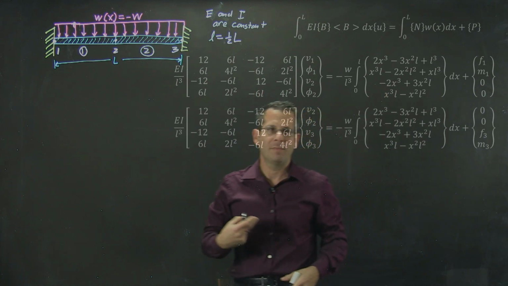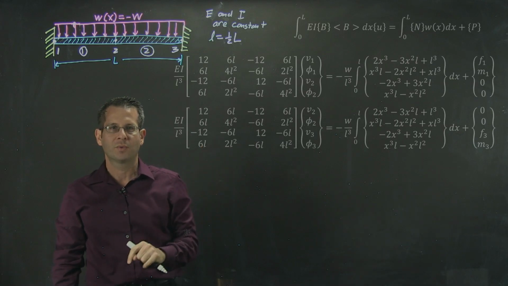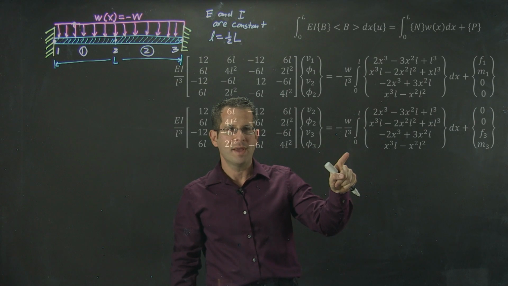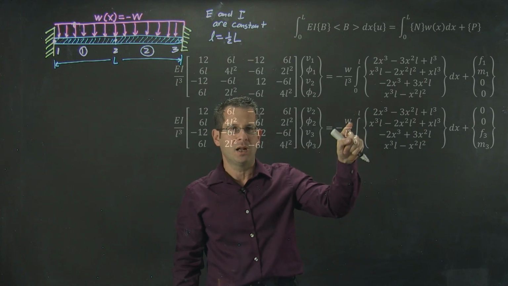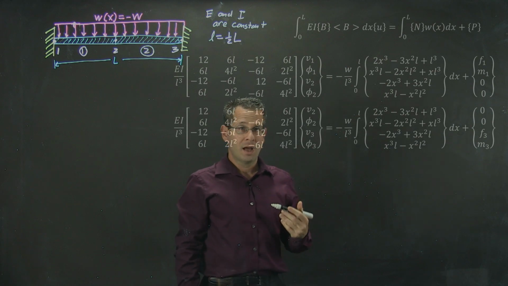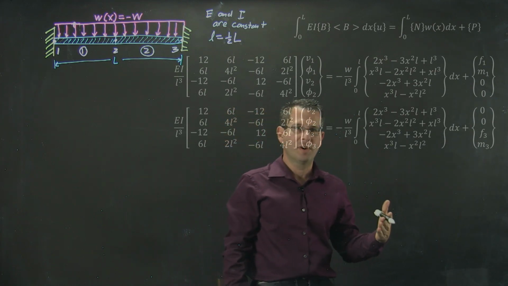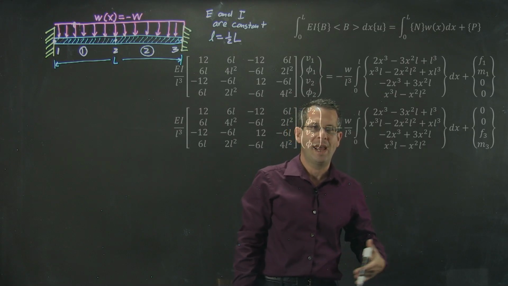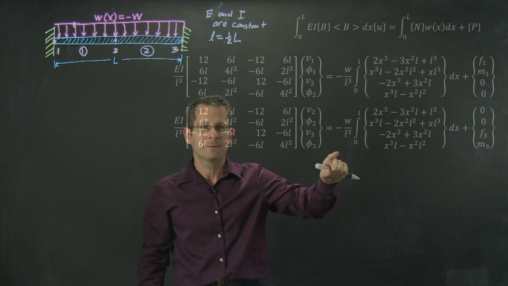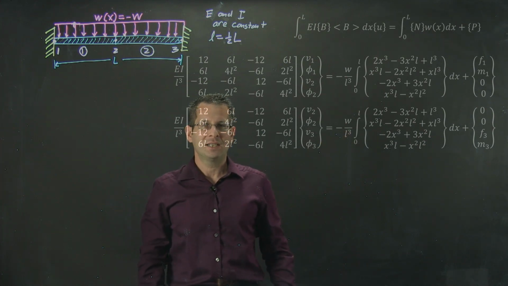I can do the same thing for element number 2. My local stiffness matrix will be the same. Again, I'm integrating. Now I'm integrating from 0 to l, not from l to 2l. That is because the way I defined my shape functions was from 0 to l, and I have to keep that methodology. In this particular case, my distributed load does not depend on x.